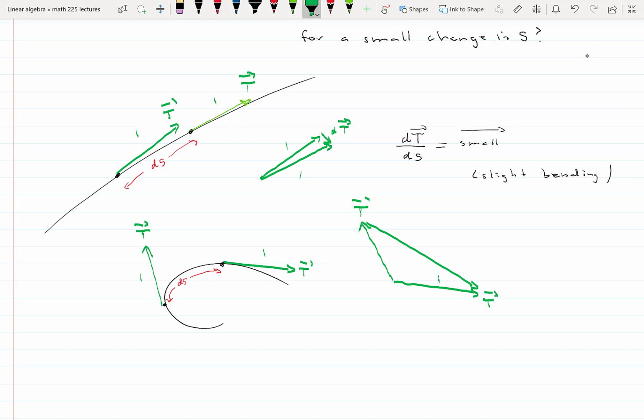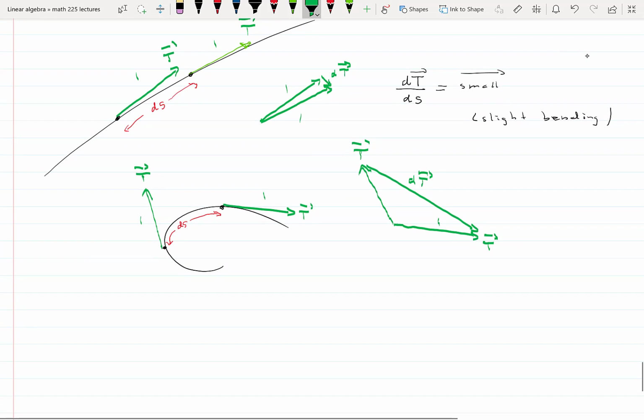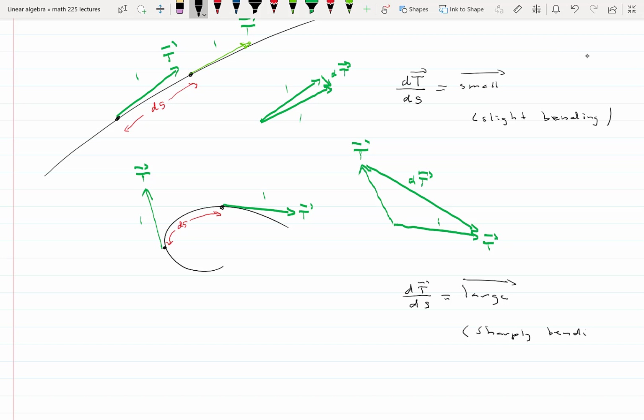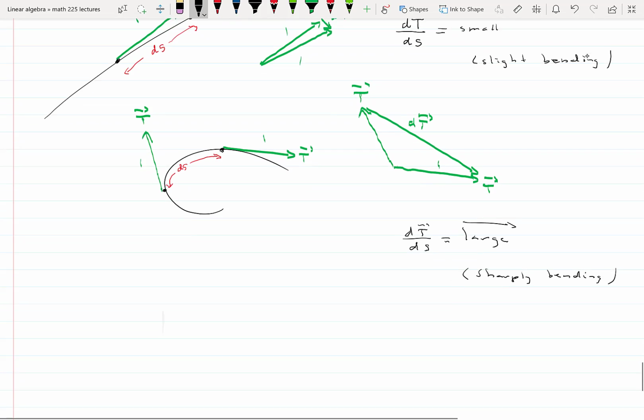This vector is dT, the change in displacement of the two tips. So now dT over ds, dT is a much bigger displacement vector than before. Divided by ds, that is a large vector. And this indicates sharply bending, a lot of curvature, a lot of this thing we want to call curvature.